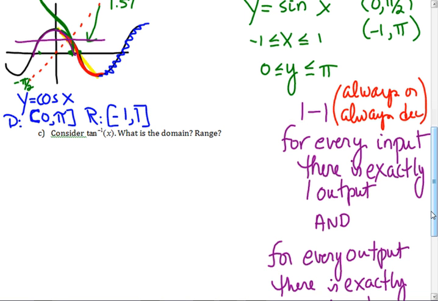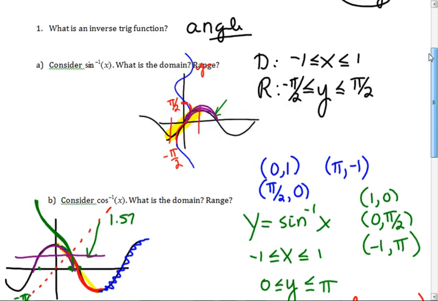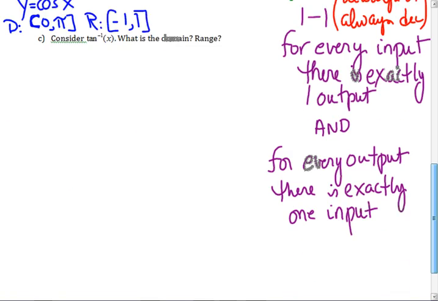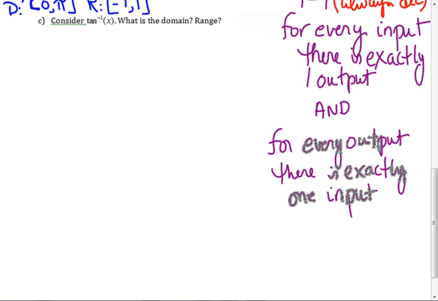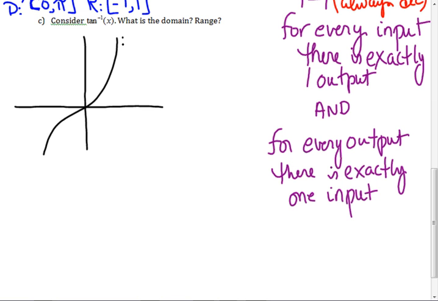Okay, let's do the inverse tangent now. All I'm doing is reviewing your inverse trig because I think inverse trig is not so easy. Am I right? Okay, let's draw the tangent function. Now we've got problems here. Where is that? Pi over 2 and minus pi over 2.